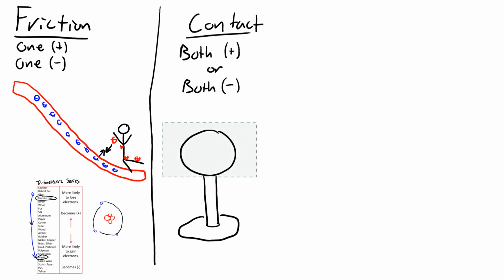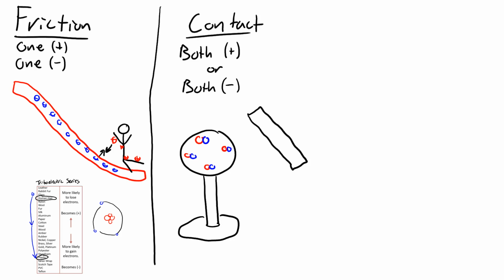Let's say you have a metal sphere on an insulating stand. So it's like a plastic stand and a metal sphere, and let's say we have a rod of some sort over here. And let's say that the metal sphere is initially neutral. So it has protons, but it also has an equal number of electrons. So we say it's a neutral object.